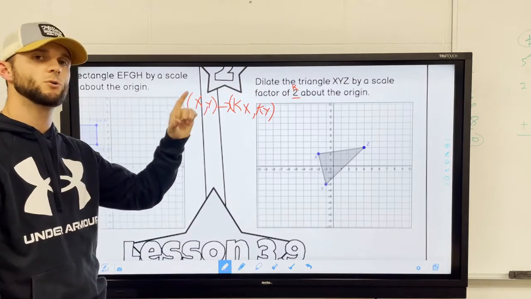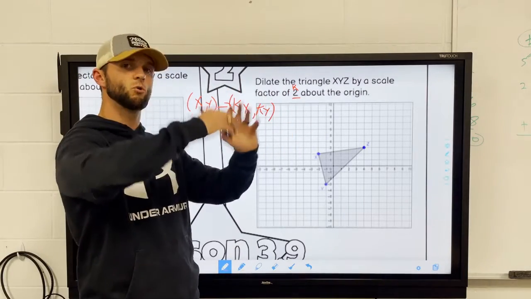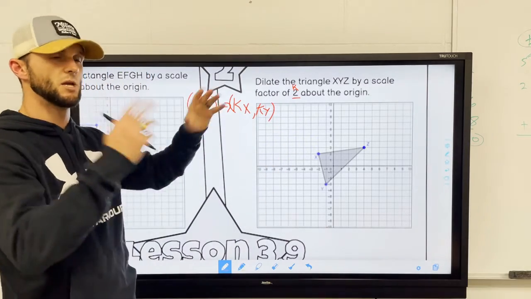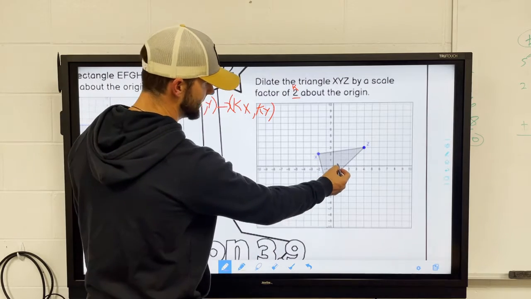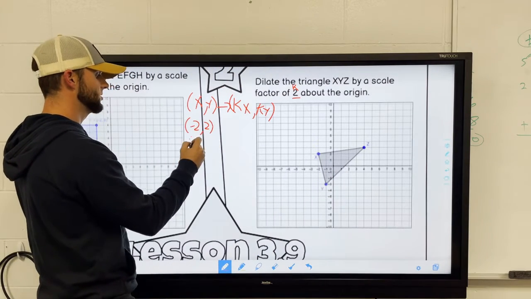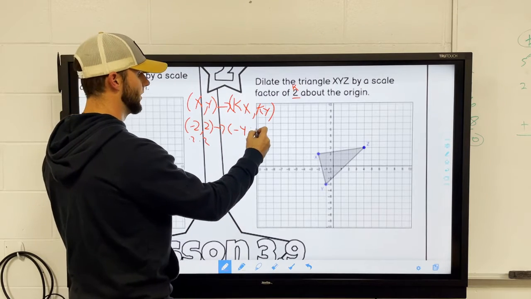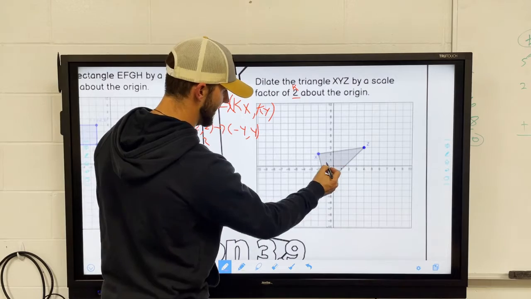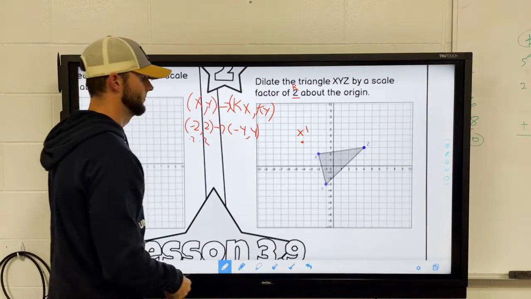Up top I told you if k is greater than 1, then the shape is going to end up growing, it's going to get bigger, okay? So it's bigger than 1, so my shape's going to end up being bigger. So let's go ahead and do x. Right now x is sitting at (-2, 2), and I'm literally just going to multiply by 2 on both of those. So it'd be (-4, 4) that would end up being my new point there. So I'm going to go -4 and 4. This is going to be x prime, okay?